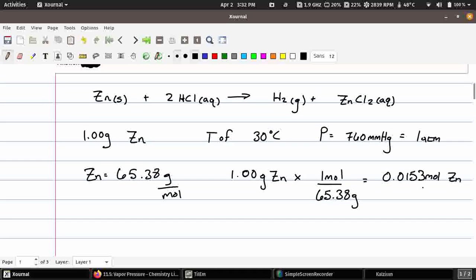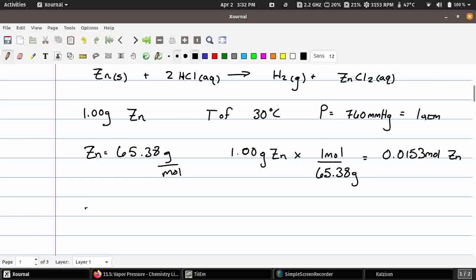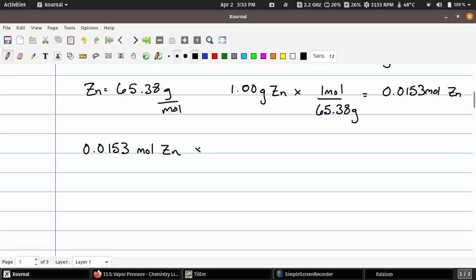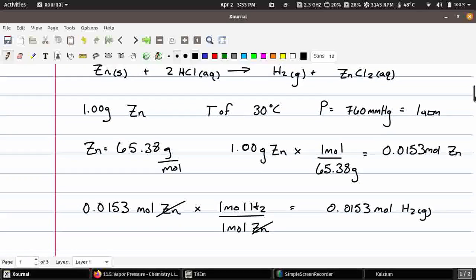These are the moles of zinc we have. We have to go from moles of zinc to moles of hydrogen. So let's do that. 0.0153 moles of zinc, and let me make sure I wrote that down right. Yeah. Times 1 mole H2 over 1 mole of zinc. So that means you have 0.0153 moles of hydrogen that is created in this reaction.